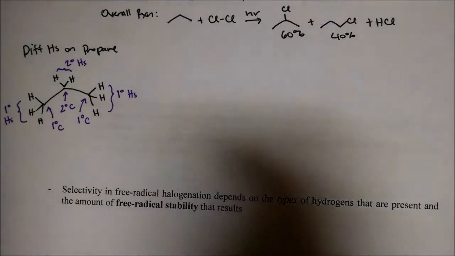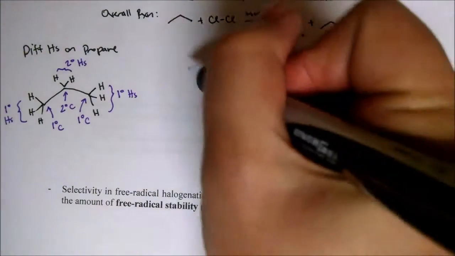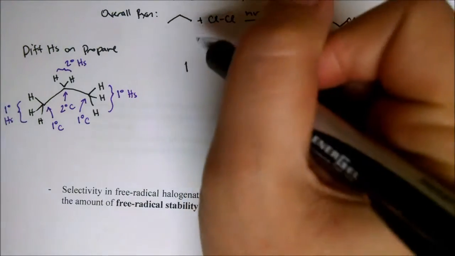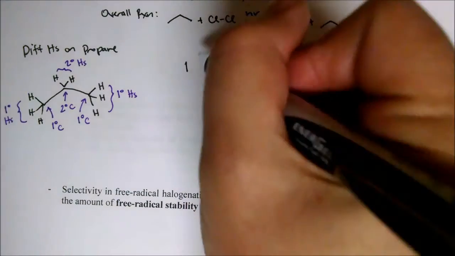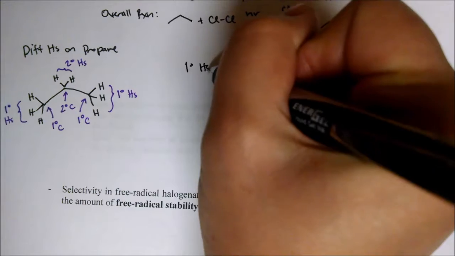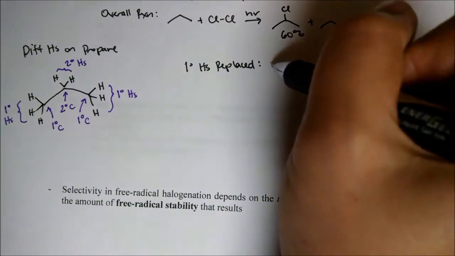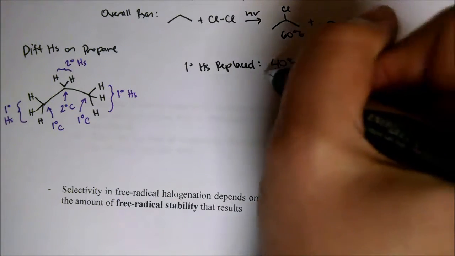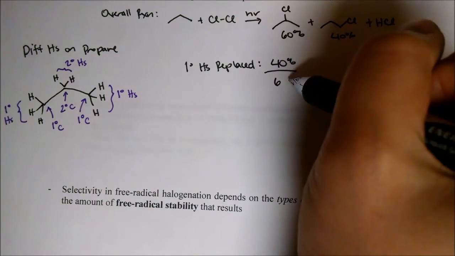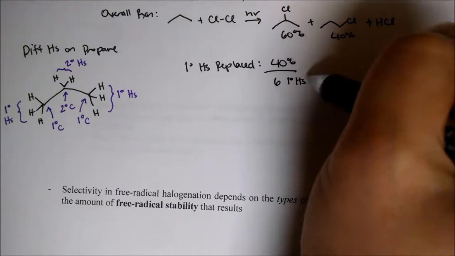And so that's interesting. If we think about their relative reactivity, if we compare, again, how many hydrogens made how much of each product. Okay, so the primary hydrogens that could have been replaced made 40% of the product, and that's it, divided by 6 possible hydrogens that could have been taken.